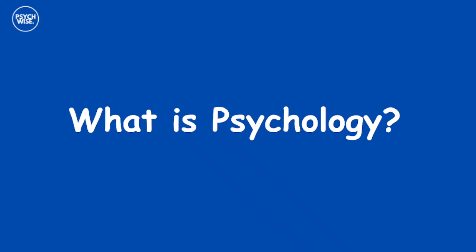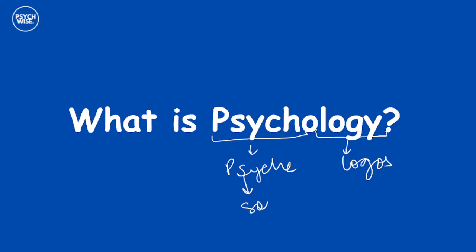Hello everyone, and in today's lecture we are going to be talking about what is psychology and what are the goals of it. So the word psychology can be broken down into two Greek words, that is psyche and logos. Psyche means soul and logos means study of.